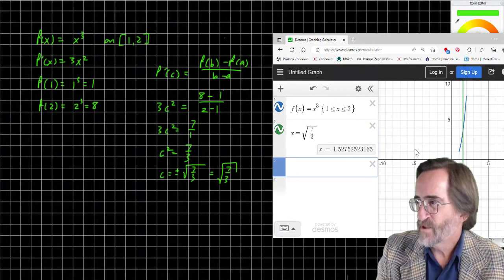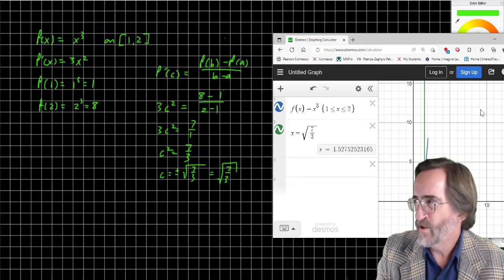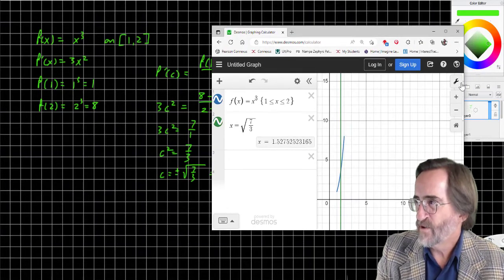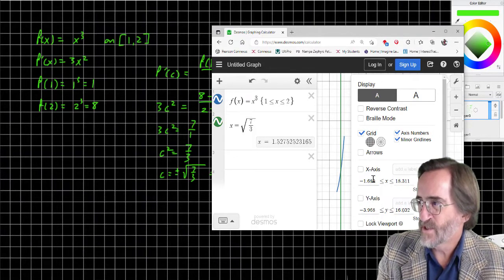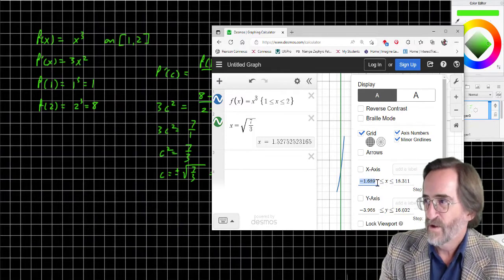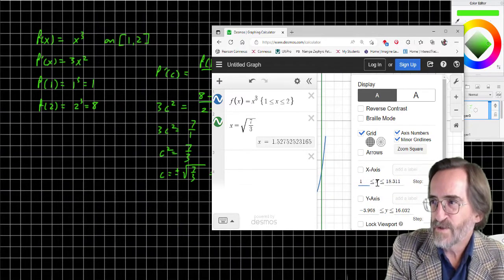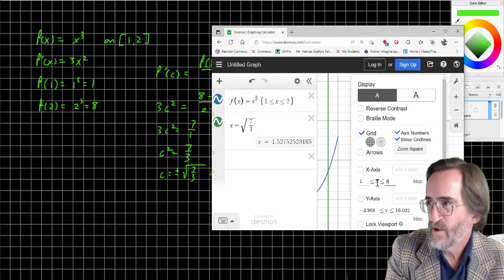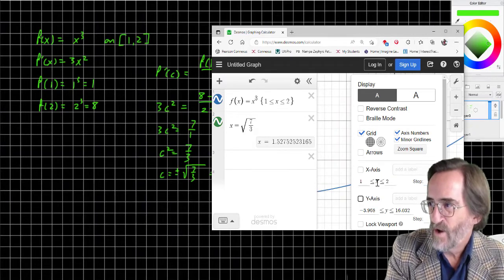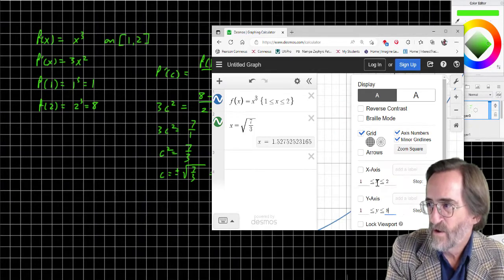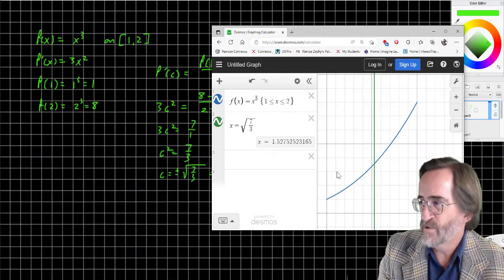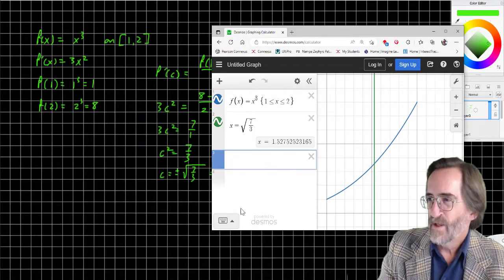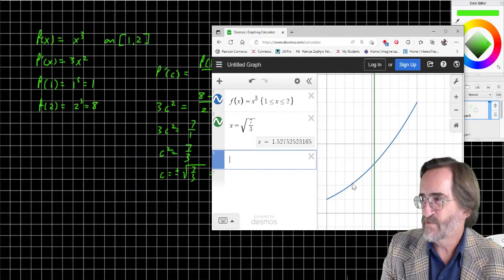Okay, and let's change the graph a little bit so we can see it a little better. Let's make the x-axis from 1 to 2, and the y-axis from 1 to 8. And then zoom out a little bit. There we go. We get a better picture. And x equals the square root of 7/3 seems to be the point here.